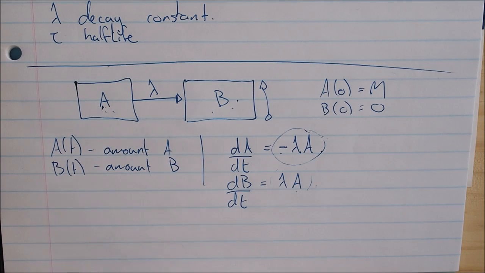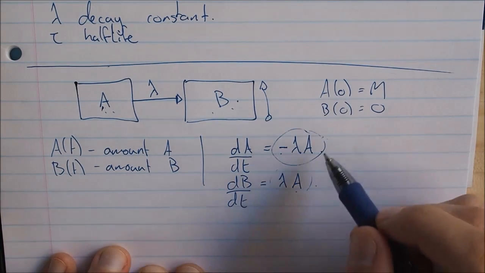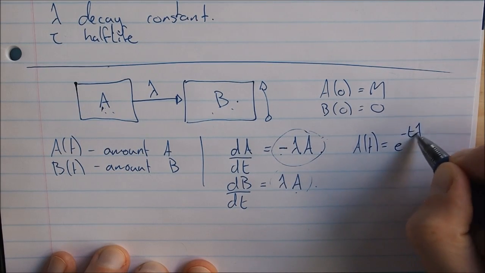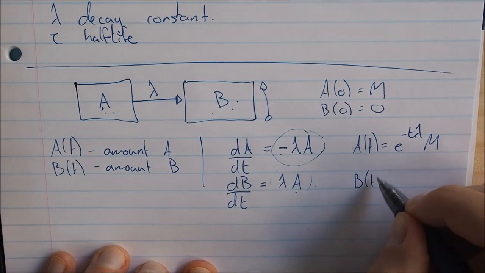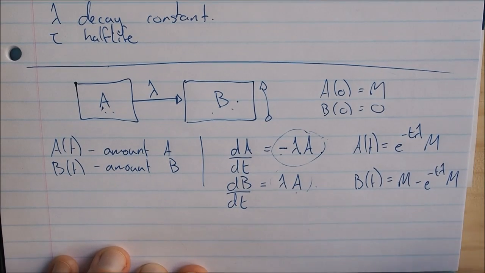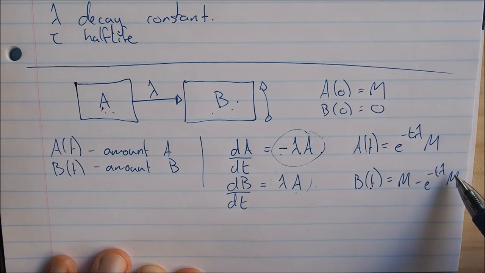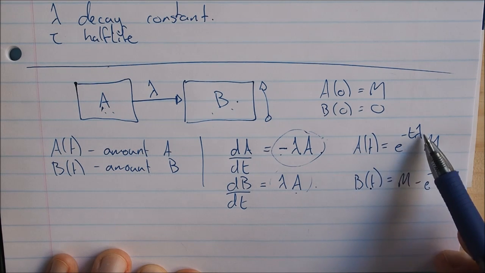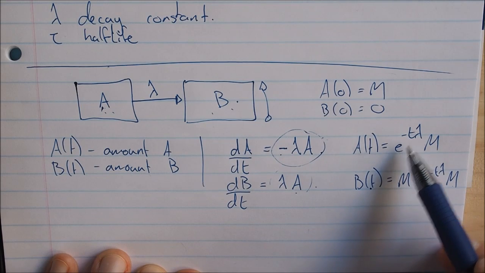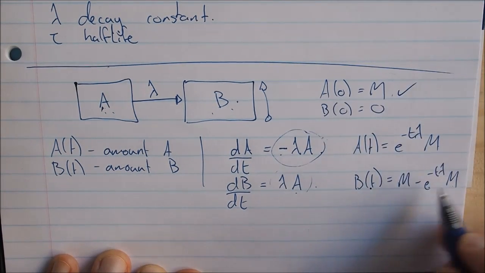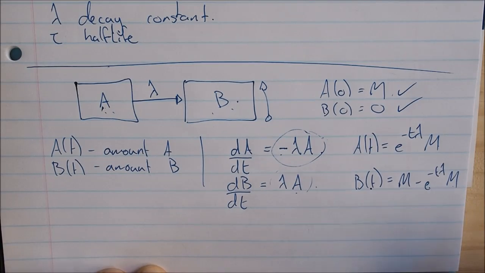And we can solve these equations. So they're independent. So A(t) is just going to be e to the minus lambda t times m, and B(t) is going to be m minus e to the minus lambda t times m. So initially, if t is 0, e to the 0 is 1, so m minus m is 0. And you have A(0) is initially m, which satisfies this equation. B(0) is initially 0, which satisfies that equation, and we're happy.